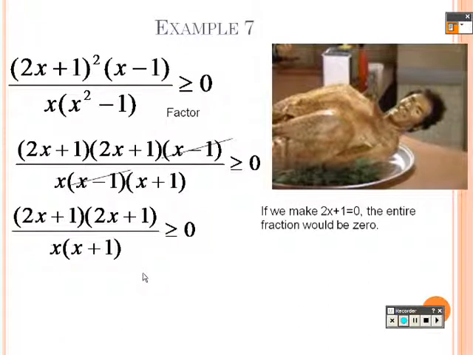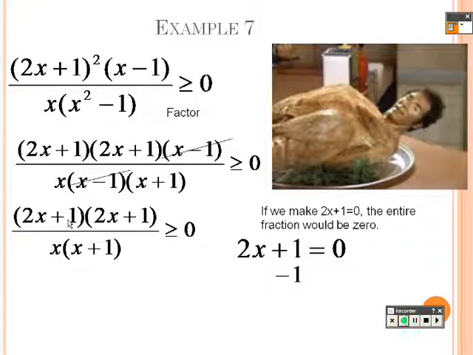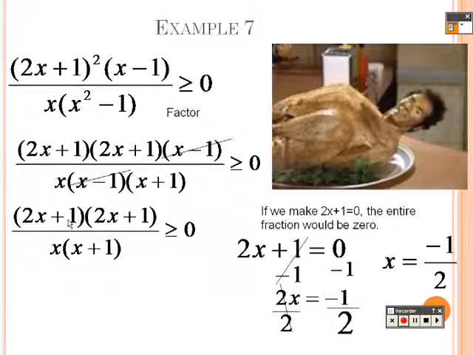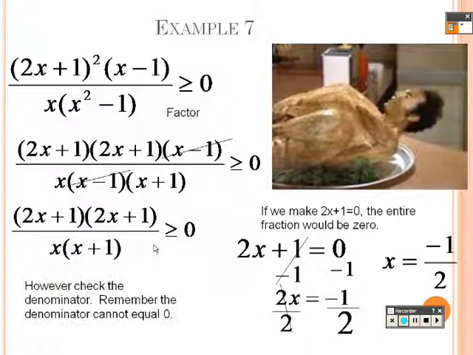So if we make 2x plus 1 equal to 0, the entire fraction would be 0, right? If we make any of those equal 0, then the whole thing is 0. So whatever makes that work is a solution. We know that for a fact. So I minus 1 on both sides, divided by 2. And this is like that one problem we did earlier. It's all about trial and error trying to figure this out. So I know if I plugged in a negative 1 over 2, it makes it 0. Okay.